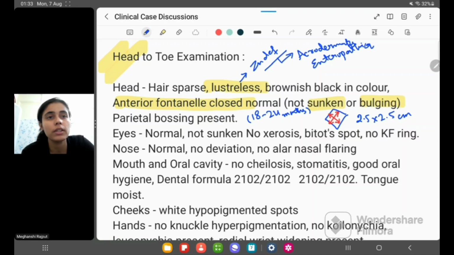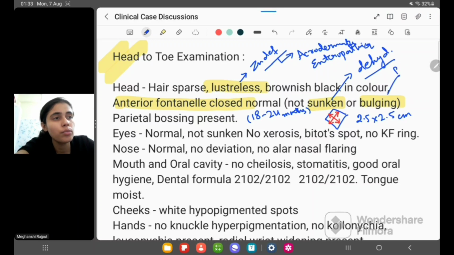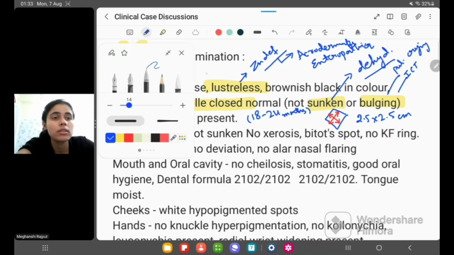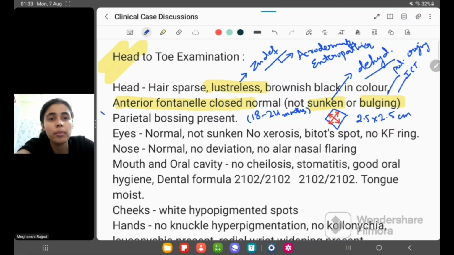If it is sunken, it is seen in cases of dehydration. So as of now, we haven't found any sign of dehydration in the child. If it is bulging, it could be pulsatile and bulging if the child is crying, or in cases of raised ICT, it could be just bulging. Then parietal bossing. So there is a frontal bossing and there is a parietal bossing in children. This parietal bossing can be seen in rickets, or I say vitamin D deficiency. So there is a micronutrient deficiency also in the child.